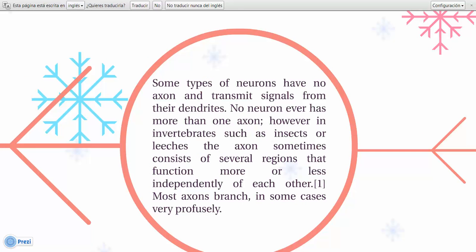Some types of neurons have no axon and transmit signals from their dendrites. No neuron ever has more than one axon. However, in invertebrates such as insects or leeches, the axon sometimes consists of several regions that function more or less independently of each other. Most axons branch, in most cases, very profusely.